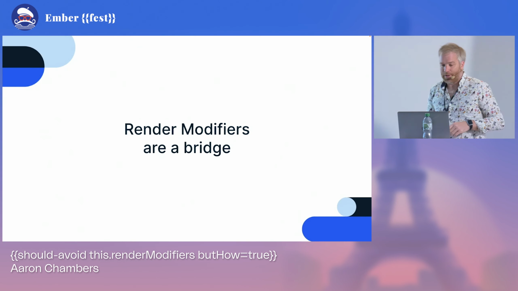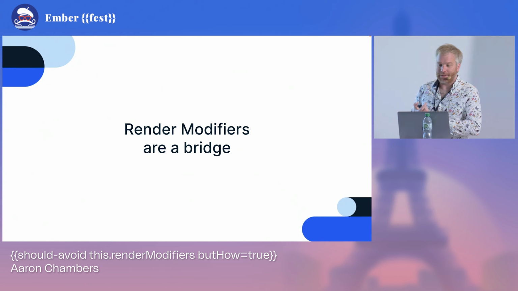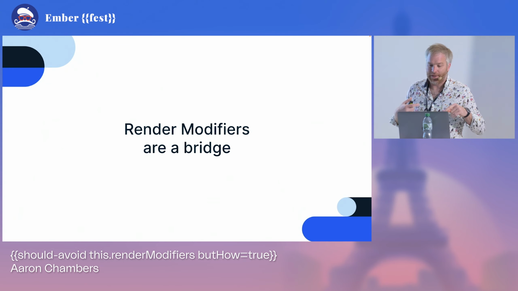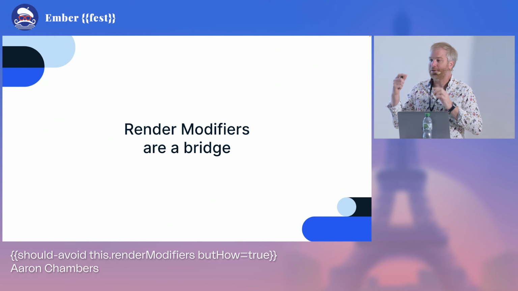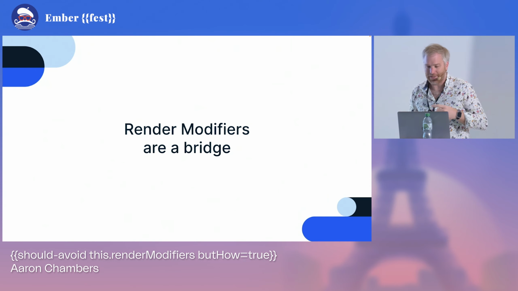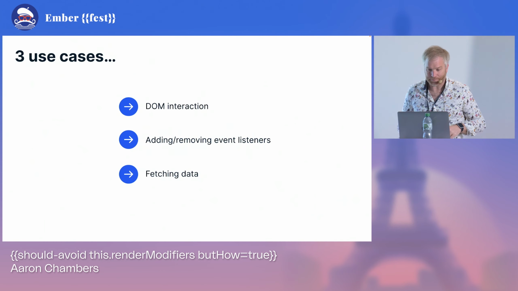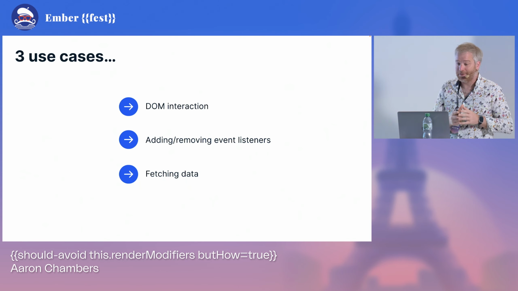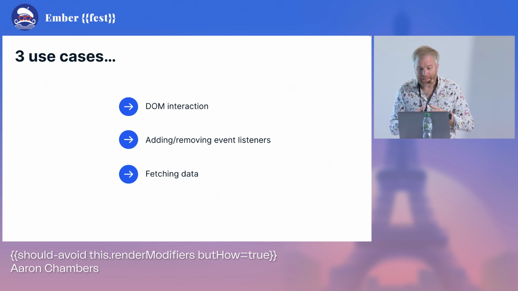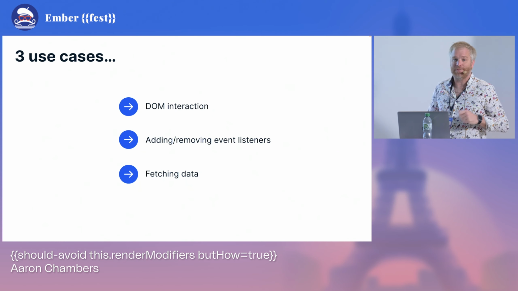So a quick recap. Render modifiers, they're intended as a bridge between the classic component world and the Glimmer component world. That was their rationale for being. It doesn't necessarily apply today. You probably see it in your code and think this is what I need to do when things get updated, but just remember the reason they're there. Now, there are three main use cases that I've seen them be used in and continue to be used in: interacting with DOM elements, adding and removing event listeners, and fetching data.